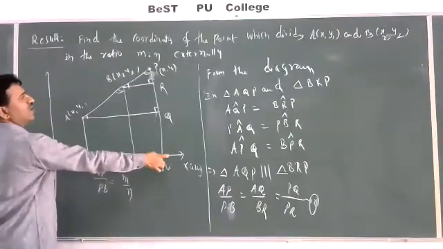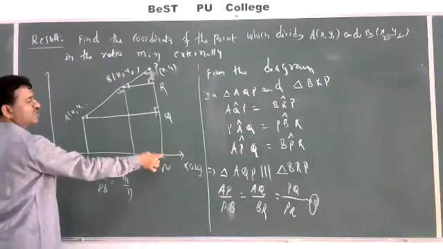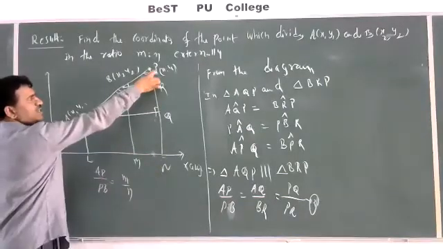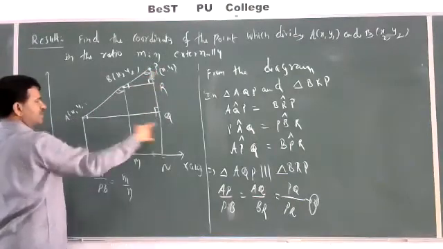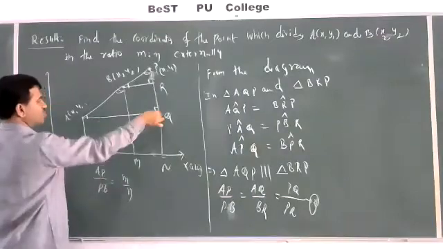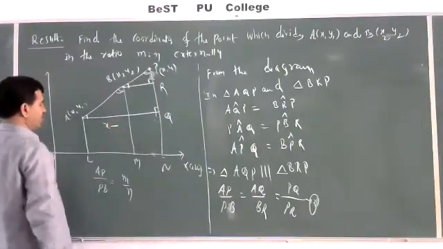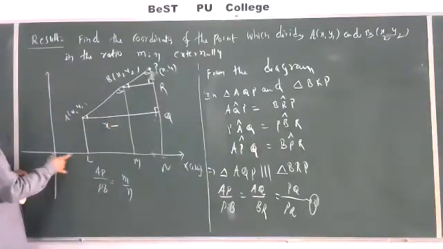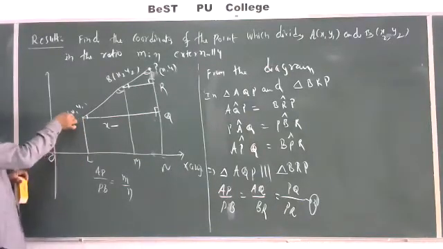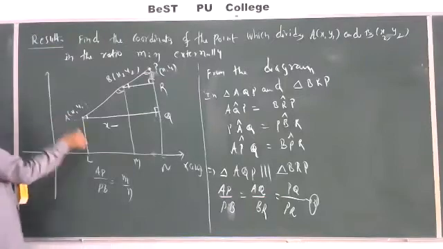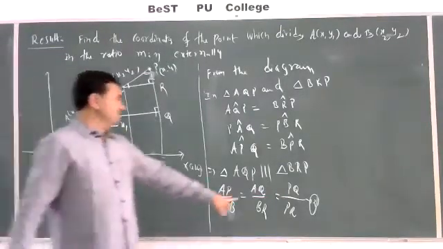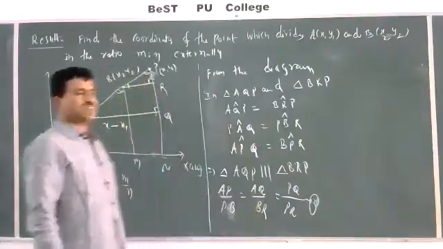What is ON value? The perpendicular distance of the point from the y-axis is always the x coordinate. So this AQ value is x minus, what is OL value? OL means perpendicular distance of the point from the y-axis. That is the x coordinate, that is x1. X minus x1. AQ value is x minus x1.